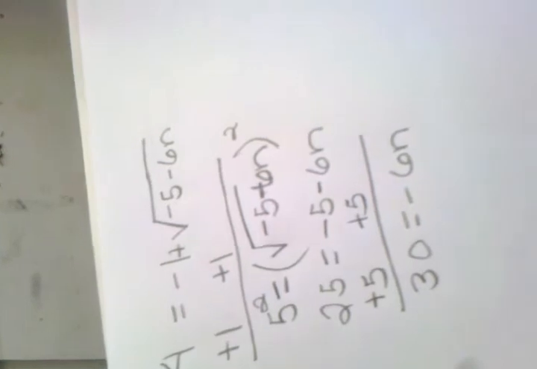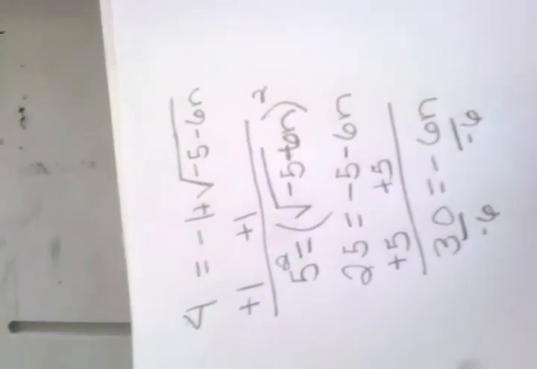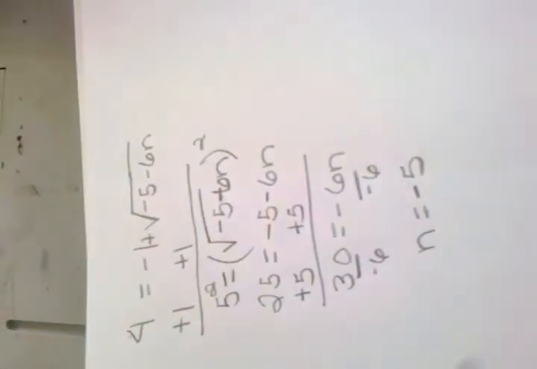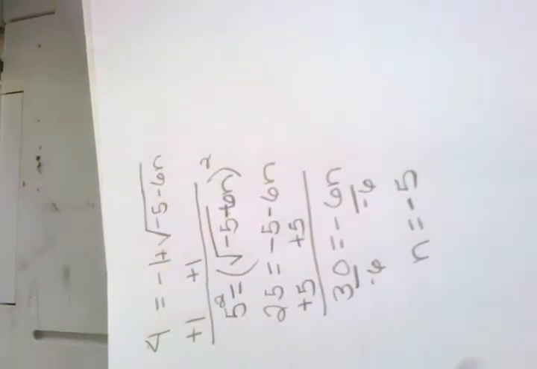And what do we do to finish this off? Divide by -6. And we get n equals -5. And of course we would need to check this, but this is how you solve it. So that's the end of the problem.